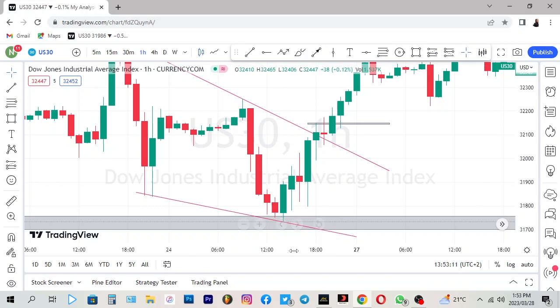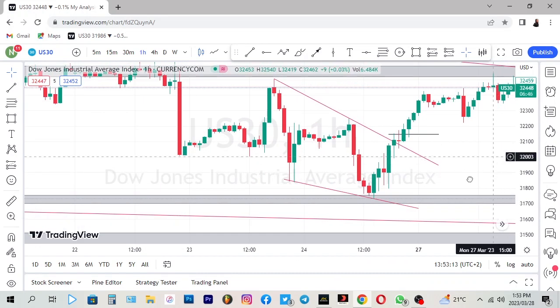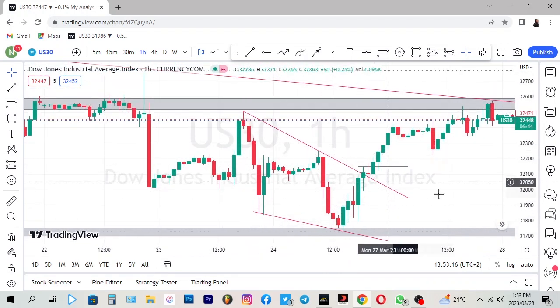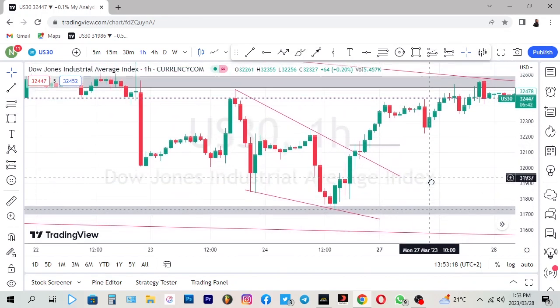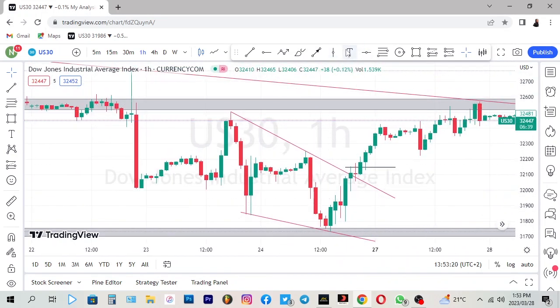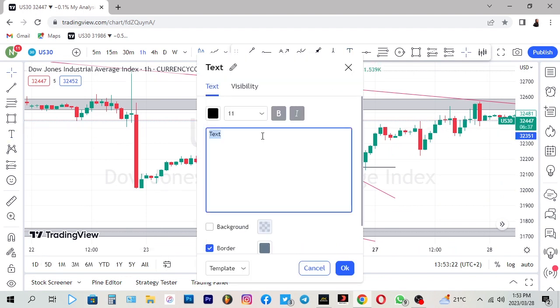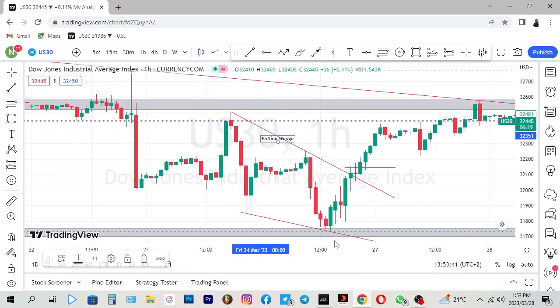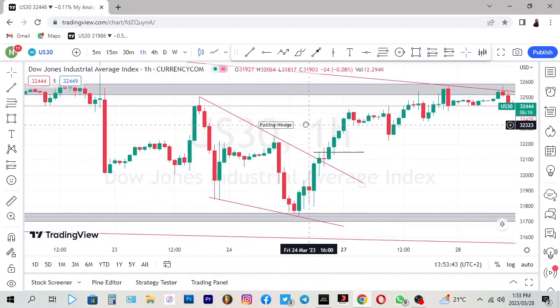Overall, we can see this is a buy, because when you connect your lines, connecting this line and connecting this line, you can see we have what? A falling wedge. Let me write this down. A falling wedge. This is our falling wedge.